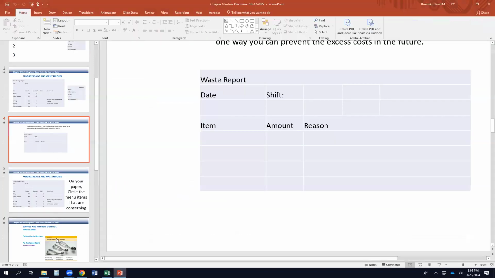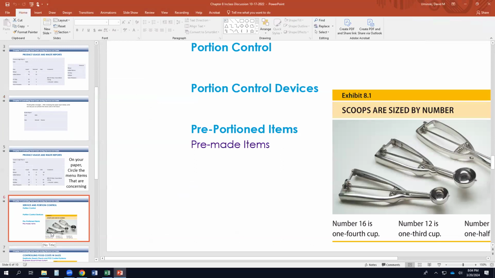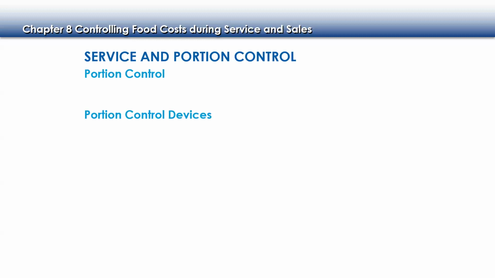Let's go back to our PowerPoint. All right, so now we're on the back side of the first page. On the back side of the first page, scoops. Portion control is a way that if our macaroni and cheese recipe says we're going to get 50 portions of macaroni and cheese, how many portions should we get? 50. How are we going to control that? Potentially using scoops. What are some other portion control devices that you can utilize that is not a scoop?